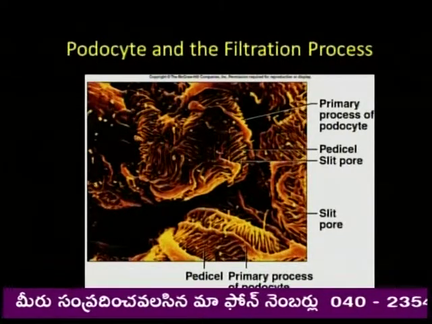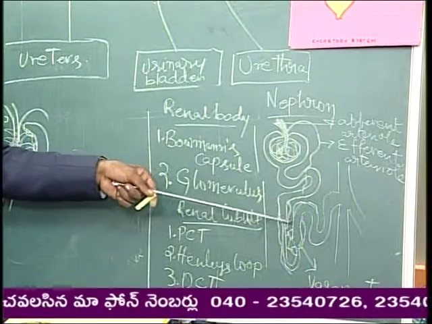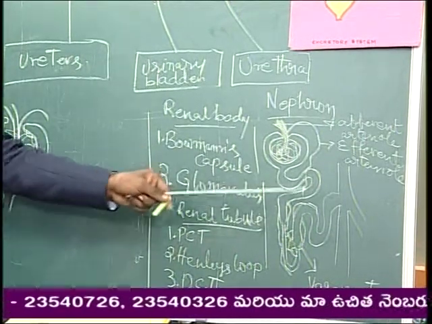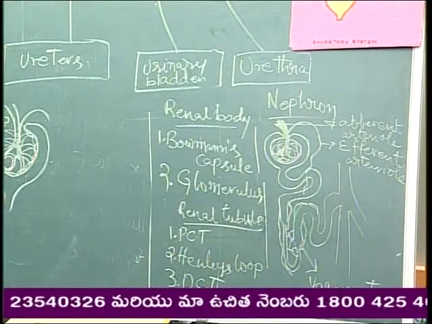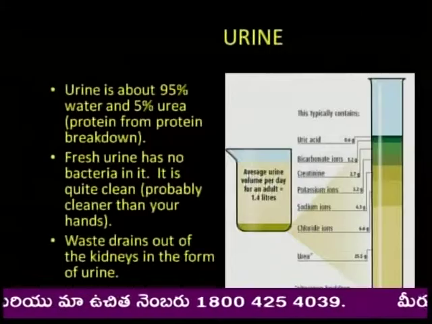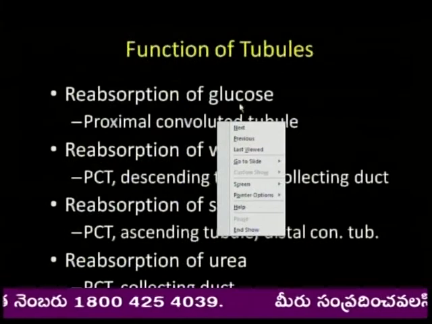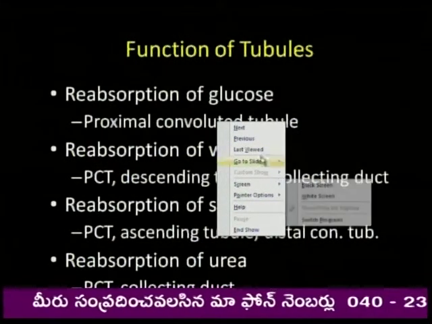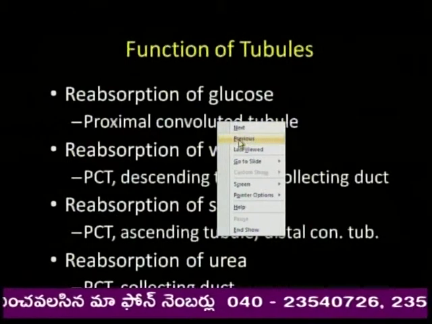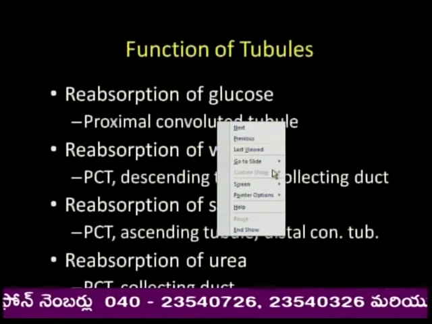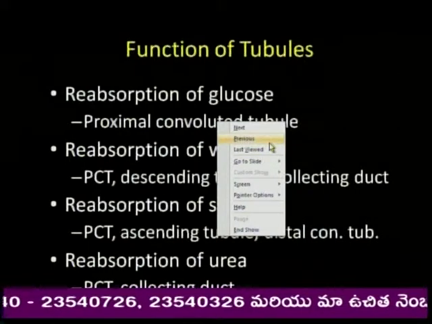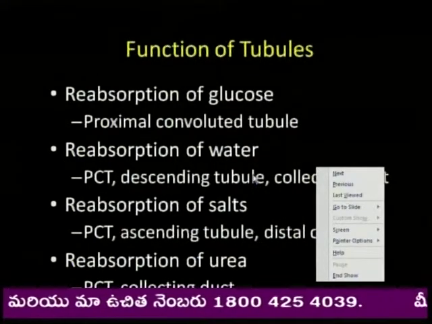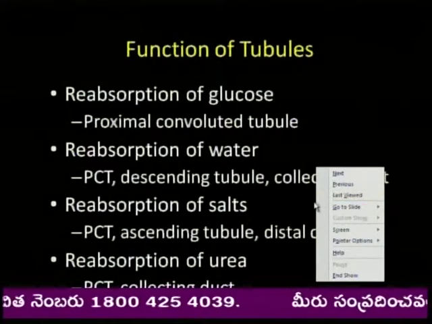Then what are the functions of these renal tubules? Proximal convoluted tubule, Henle's loop and distal convoluted tubule. See here the functions of the tubules.